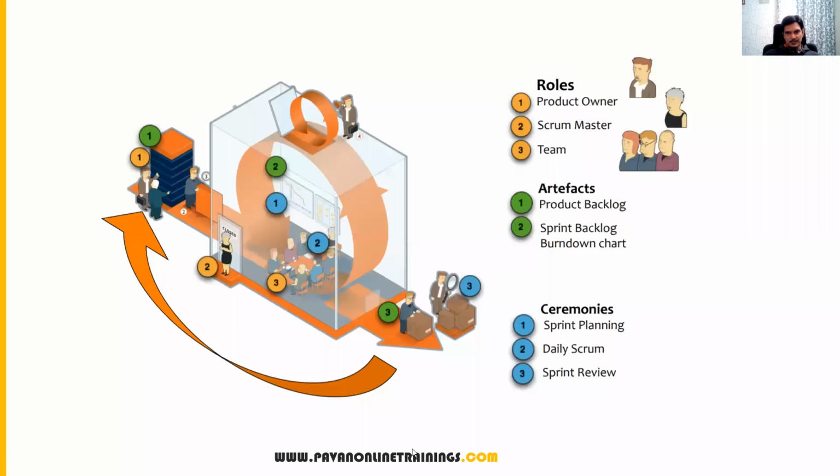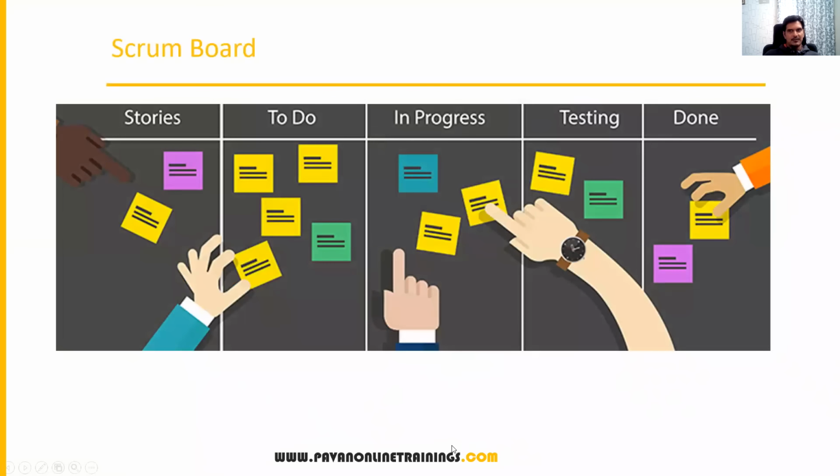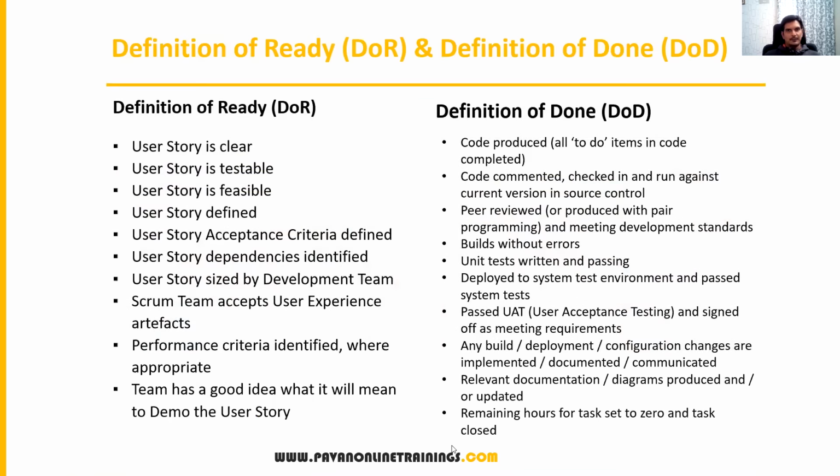Now, let me discuss one important point. We have seen what a Scrum board is. Now we have something called definition of ready and definition of done. What is the definition of ready and what is the definition of done? Suppose if you want to start a task, I need some input, right? For example, I want to write test cases. To write the test cases, what should be ready before that? My stories should be ready. Then I can start writing the test cases.